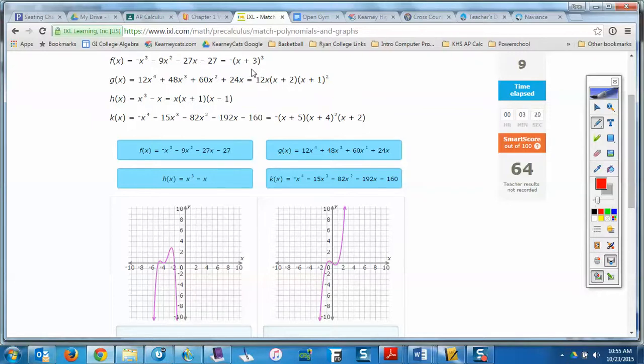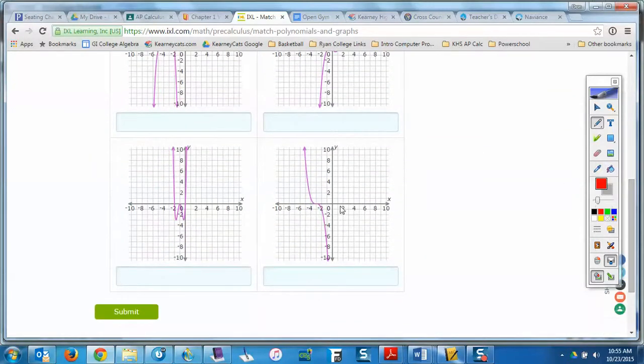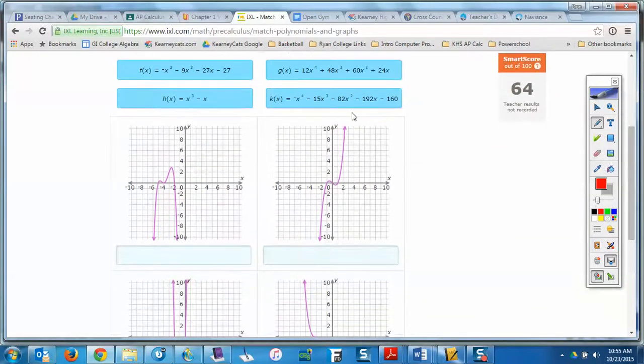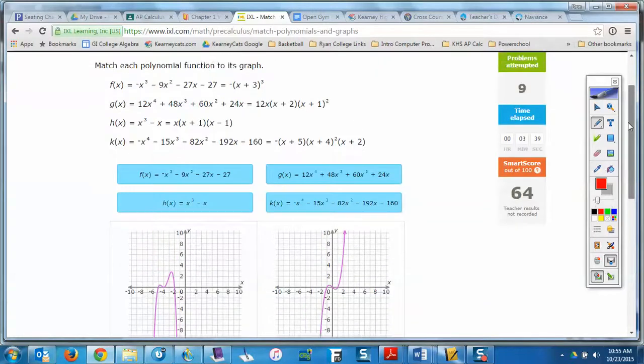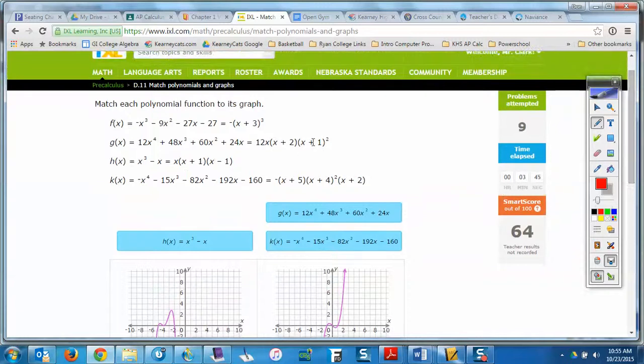Shifted left 3, and the negative on the outside is a vertical flip. So you're looking for a basic cubic, which would be this one, shifted left 3 and flipped. So by having it written in that form, that makes it really nice. Now, I forgot which one that was. Okay, that's this one. So that's down there.